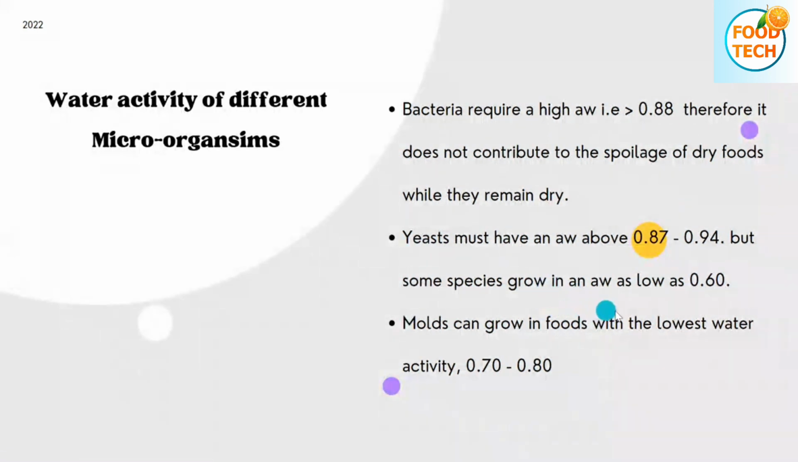Again, when it comes to the mold, they can also grow in the lowest water activity of 0.7 to 0.8. So guys, just remember these figures, because a question can be asked in a twisted way, not directly. But if you are thorough with such things, the amount of water activity, you can easily mention what kind of microorganism can destroy the food, right?